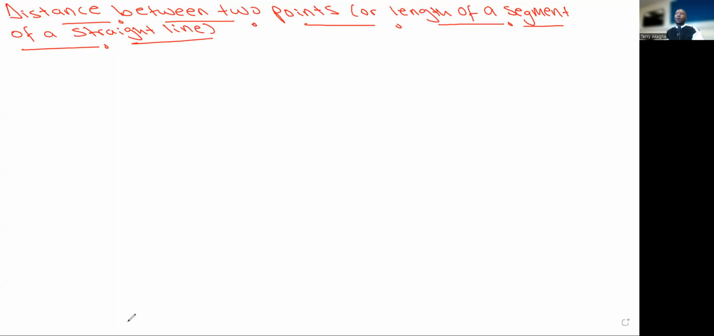Now, some textbooks will call it the length of a segment of a straight line. So in some cases, it can be called the length of a segment. All right. Now, what do we mean by the length of a segment or the line segment? A line segment is a portion of a straight line that directly connects two given points.